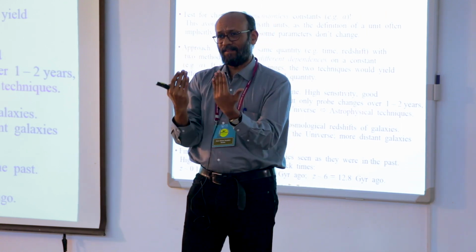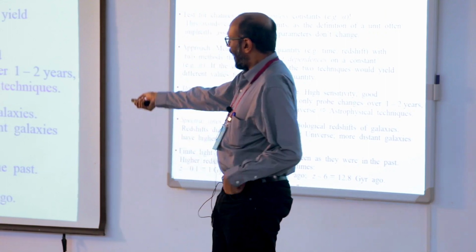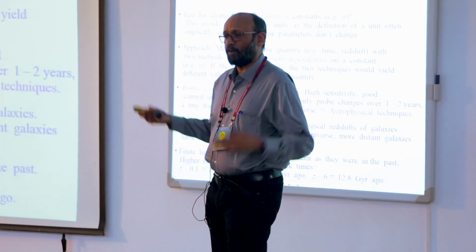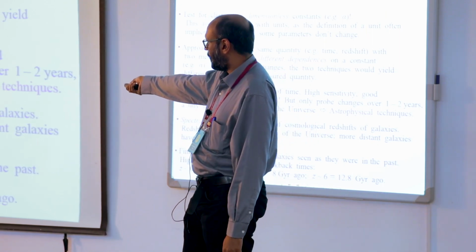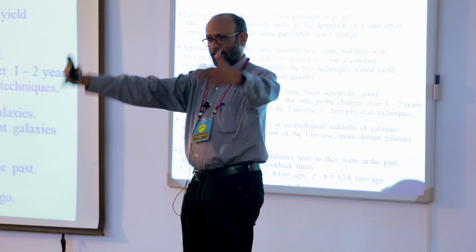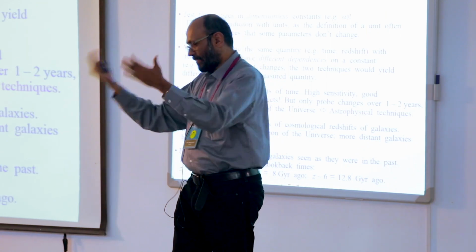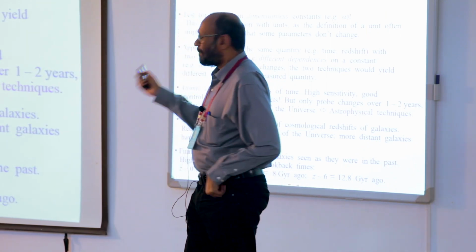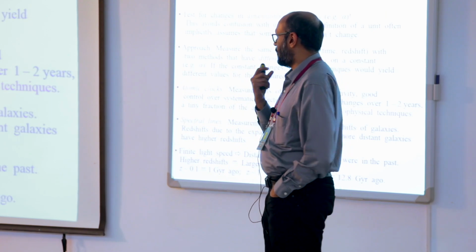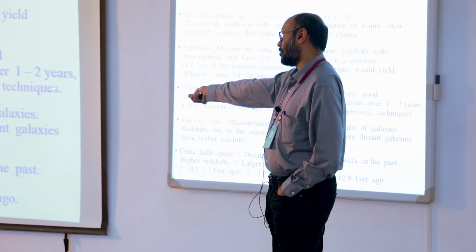So what you need is two methods which have different dependencies on a constant. And if the constant changes, the two methods or techniques will give you different values for the measured quantity. The beauty of atomic clocks, of course, is that you're measuring time. You have high sensitivity, which is lovely. But most important, you have great control over systematic effects. You actually build the clocks, and you can do all kinds of stuff to stabilize them against external effects. But the catch is that you only probe changes on timescales of 1 or 2 years, which is a tiny fraction of the age of the universe. So although you get great sensitivity and great control in systematics, you can only probe short timescale variation. And that pushes you towards astrophysical or geological techniques.